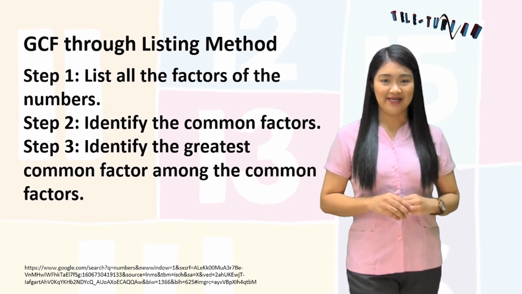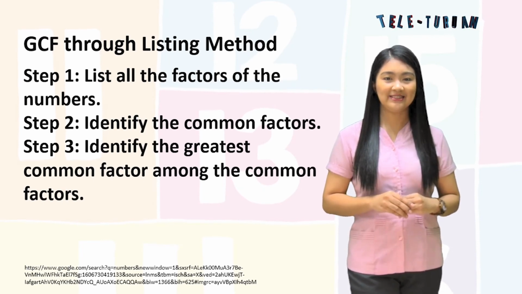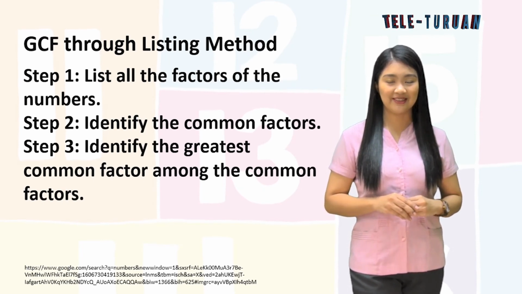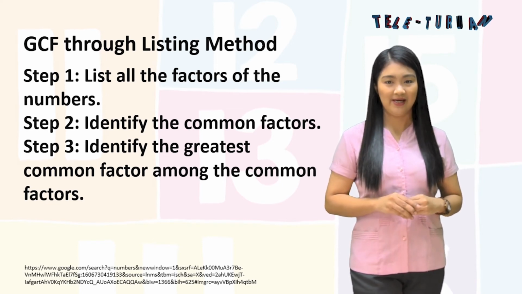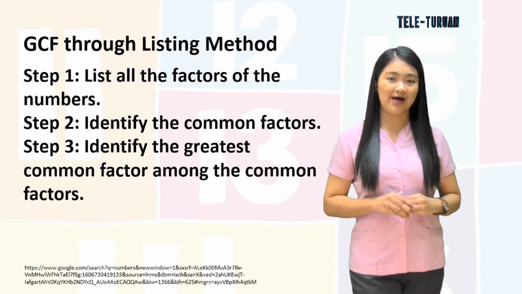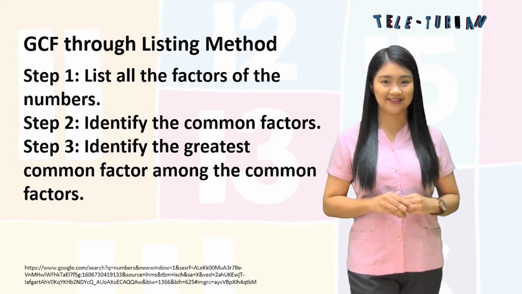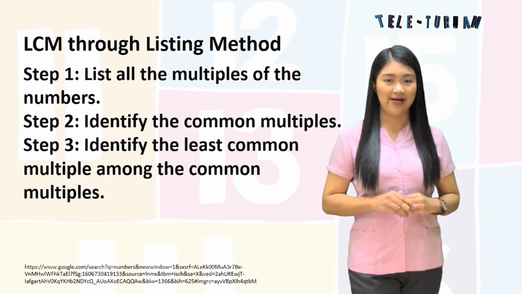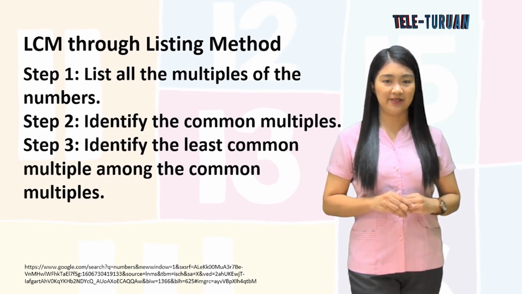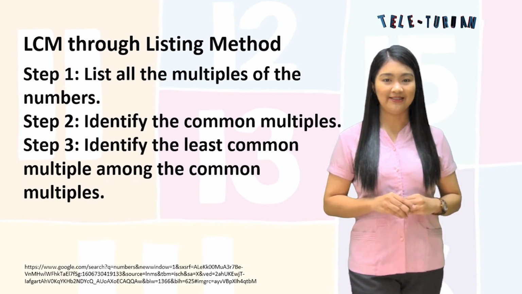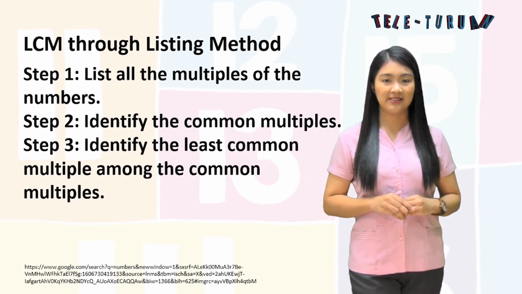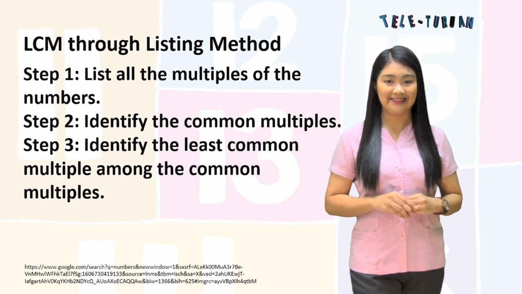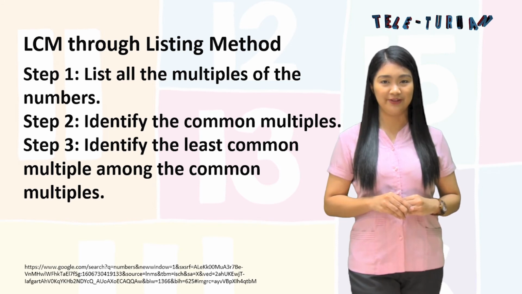GCF through listing method. Step 1, list all the factors of the numbers. Step 2, identify the common factors. And step 3, identify the greatest common factor among the common factors. LCM through listing method. Step 1, list the multiples of the numbers. Step 2, identify the common multiples. Step 3, identify the least common multiple among common multiples.